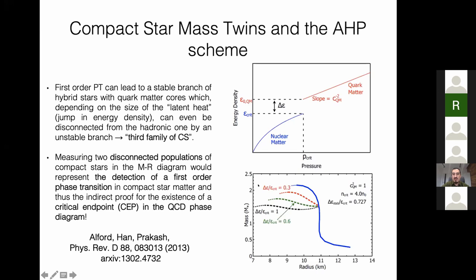with low values of this delta epsilon parameter masquerading as hadronic stars, so no clear effect, at least from these mass-radius relation diagrams. But as this delta epsilon is increased, then you can see that the mass-radius relation develops a kink and eventually a discontinuity on a separate branch, the so-called third branch.